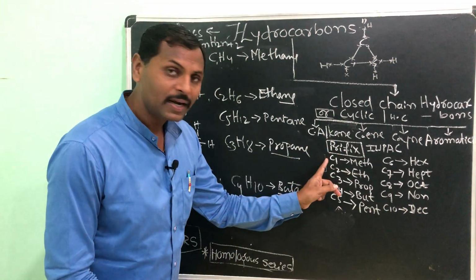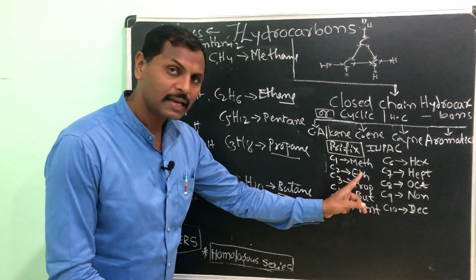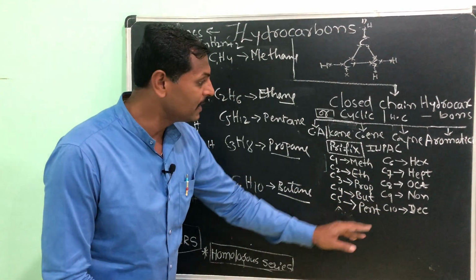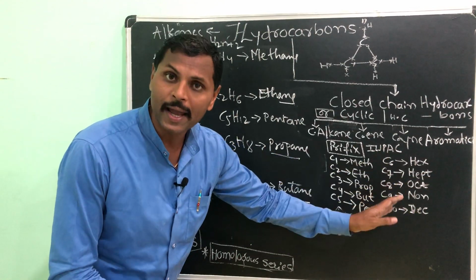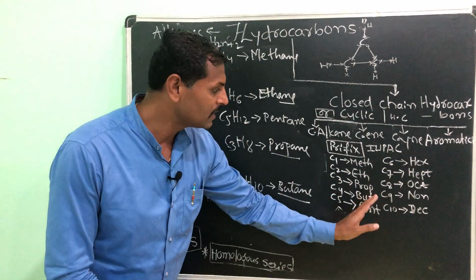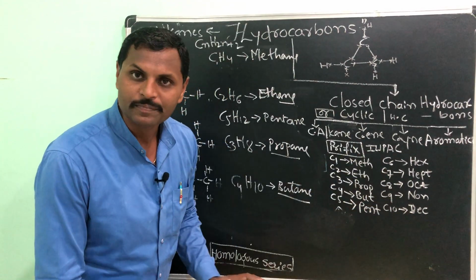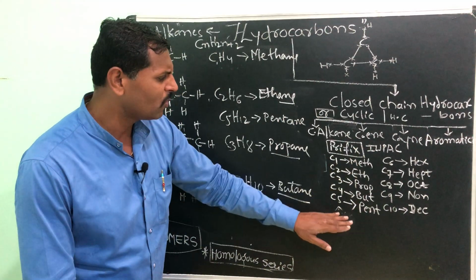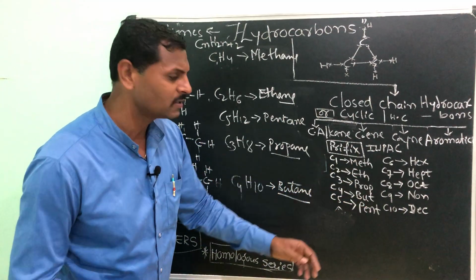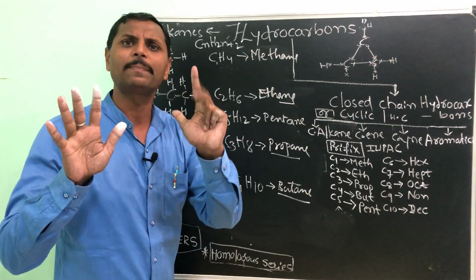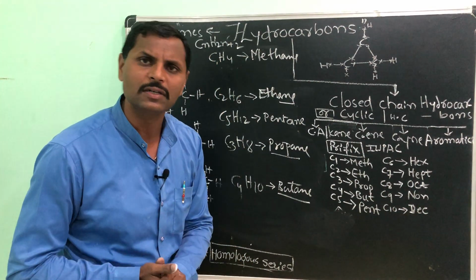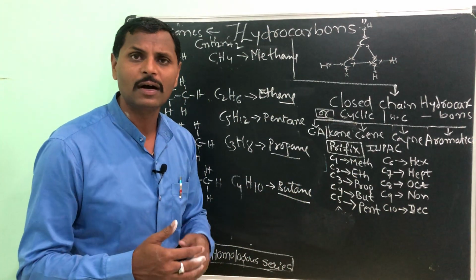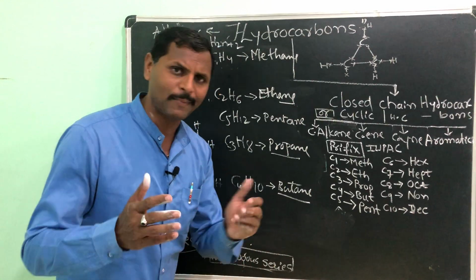Propane, butane, like this. 1 carbon is meth, 2 is eth, 3 is prop, 4 is but, 5 is pent, 6 is hex, 7 hept, 8 oct, 9 non, 10 dec. You have to remember these. The first 4 are a little bit confusing for you people, whereas after 4, pent, hex, hept, oct, non, dec, are like English numbers, you can very easily remember. But the first 4, please practice 1 or 2 times, you will be perfect, no doubt.